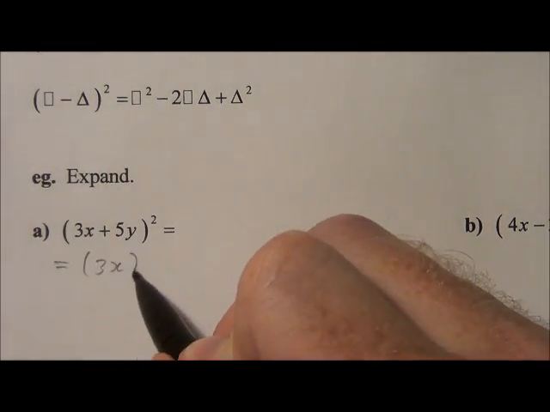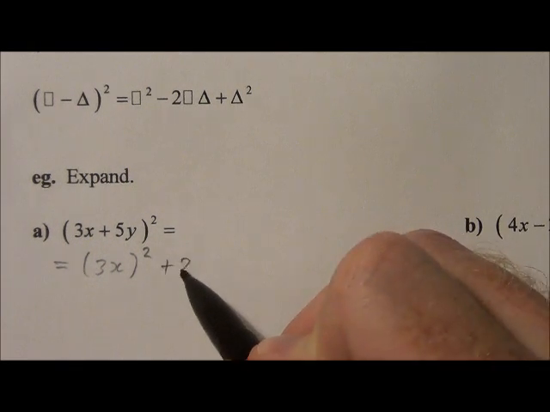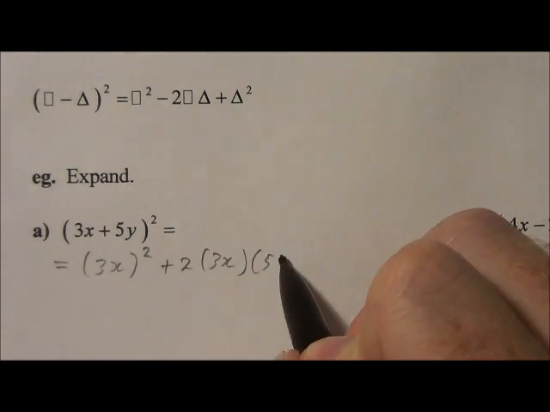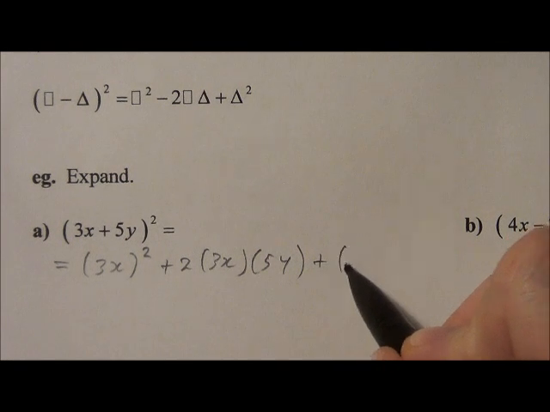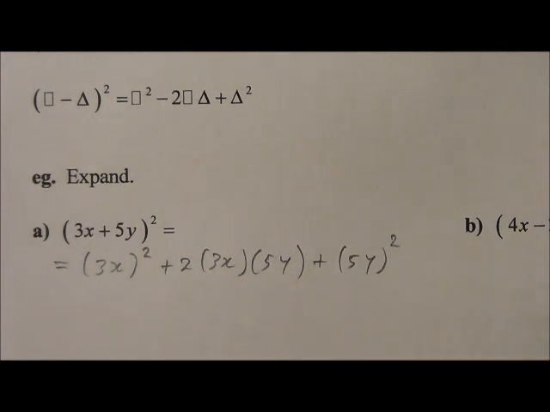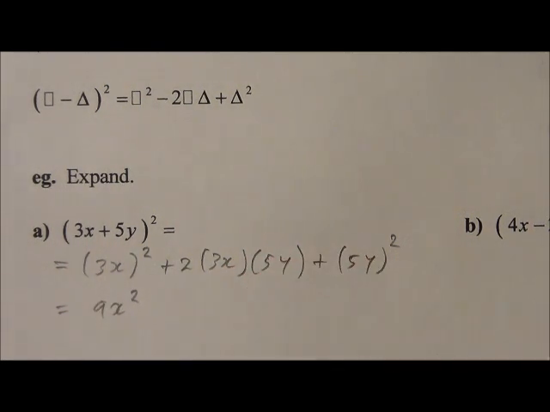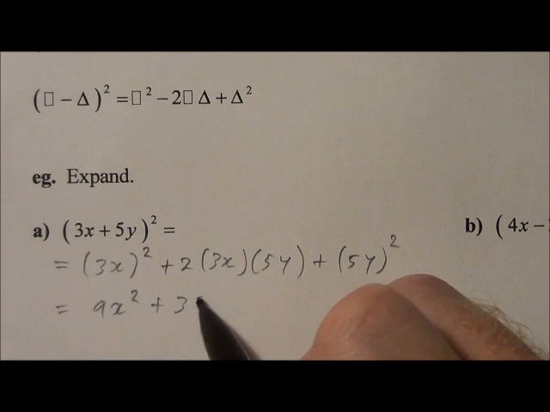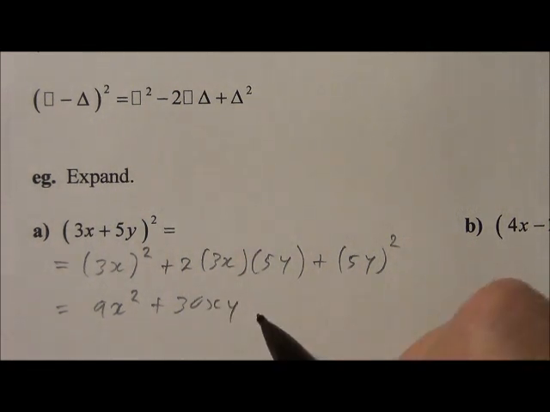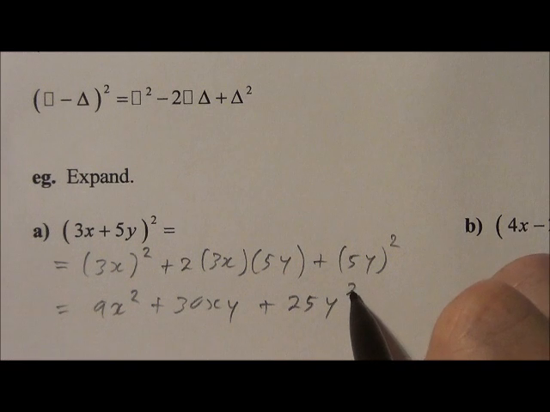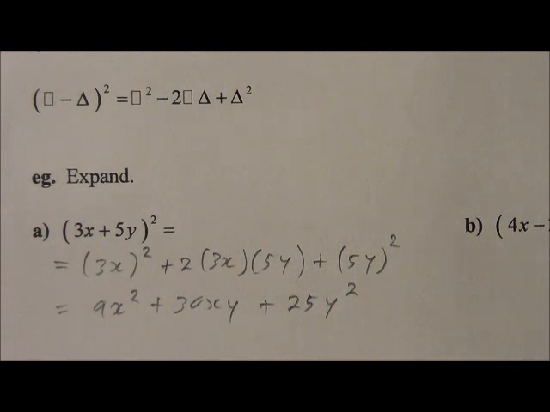So I'm going to take the first term and square that, plus 2 times the product of the two terms, plus the square of the second term. Okay, pause. 9x squared plus 30xy plus 25y squared. Okay, and that is in the same form. If we do 3 times 5 times 2, we get 30. Okay, and now we'll work on the next example here.